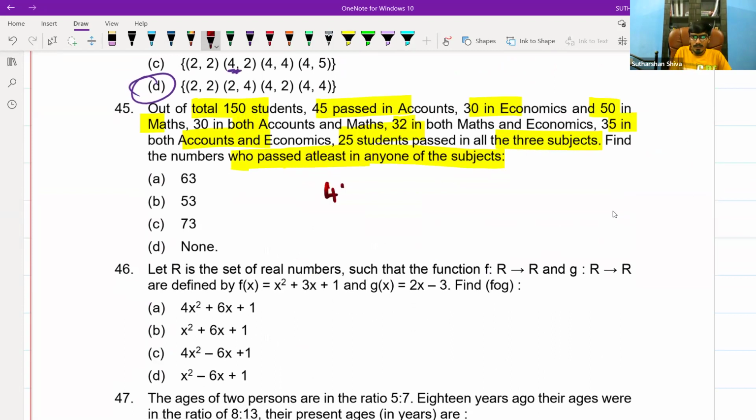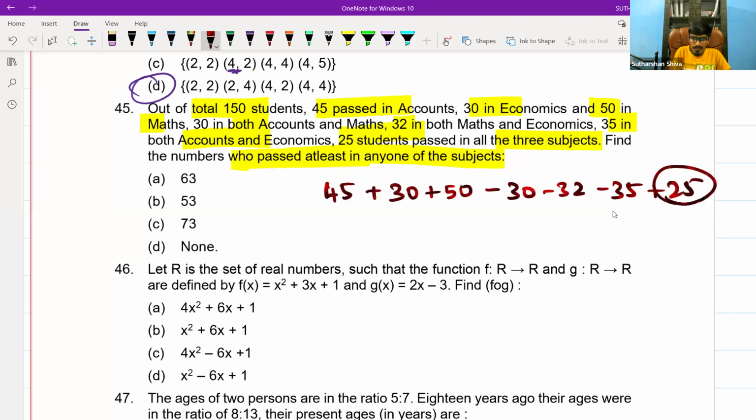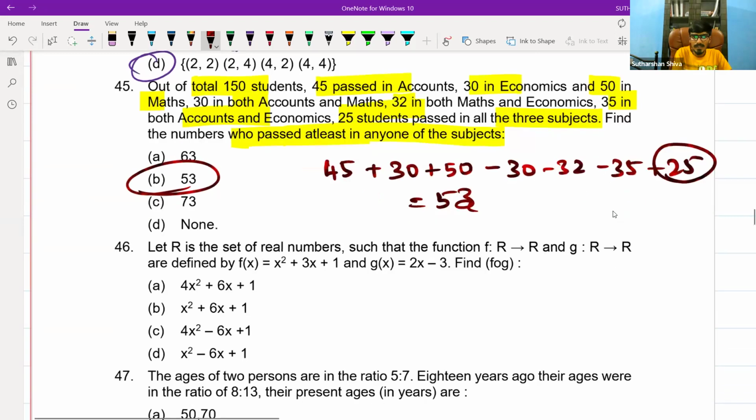Take a calculator. The formula is P of A union B union C, which is P of A plus P of B plus P of C minus P of A intersection B, A intersection C, B intersection C, plus A intersection B intersection C. I don't want to do that. Simply do it: 45 plus 30 plus 50 minus 30 minus 32 minus 35 plus 25. All subjects we will add. You will get 53 as your answer. In a single step, you can do it easily.